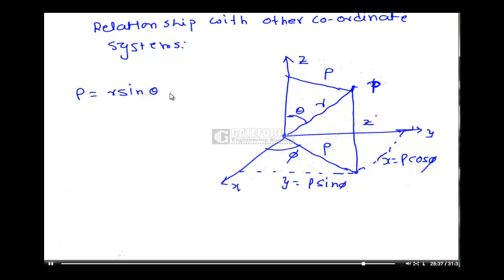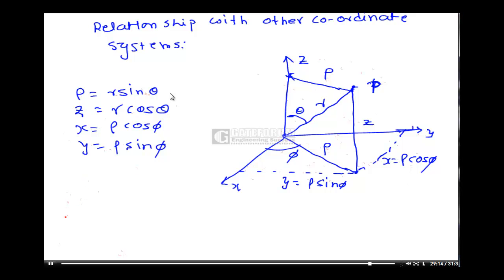Suppose I am relating the spherical coordinate system with the rectangular coordinate system. X is equal to rho cos phi. Rho is nothing but r sin theta. So x equals r sin theta cos phi. So everything is in terms of r, theta, phi. Similarly, y is equal to rho sin phi, that is r sin theta sin phi. Everything is in terms of r, theta, phi. Z is equal to r cos theta. So this is one set.